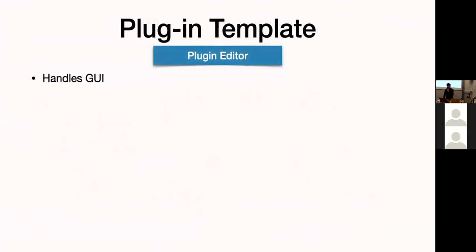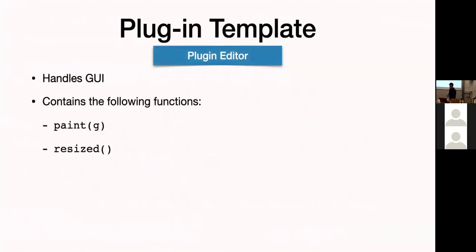So yeah, the editor handles the GUI. It contains 2 functions which are quite important. One of them is the paint function that takes in a graphics variable from the JUCE backend. So you don't have to know where that variable comes from. You just know that you can work with it and use it to draw things onto the screen. Okay? And then we have the resized function.